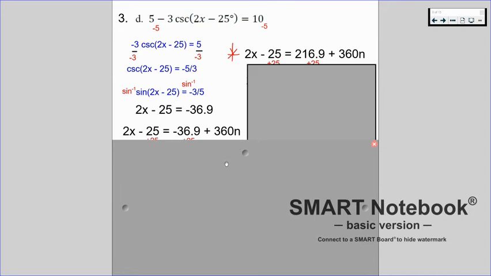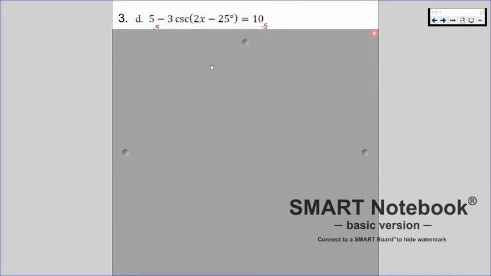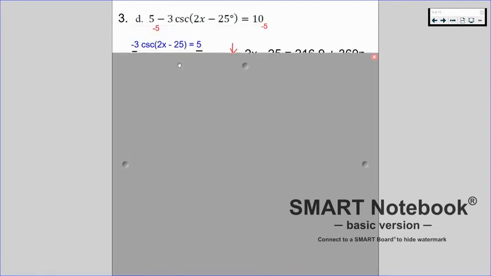All right, 3D. I'll start back with this one. Here we have 5 minus 3 cosecant of 2x minus 25 equals 10. I've seen people try to put these two things together. You cannot do that. This has a multiplication of 3 times cosecant, and this is just a plain old 5. So if you think of this as plus negative, that might be helpful. Realize you need to get rid of the 5 and then get rid of the negative 3. So the first thing is to subtract 5 from both sides. So now I have negative 3 cosecant of 2x minus 25 equals 5.